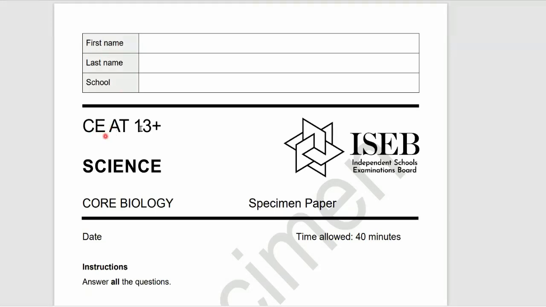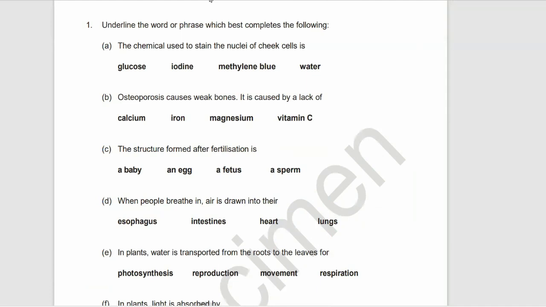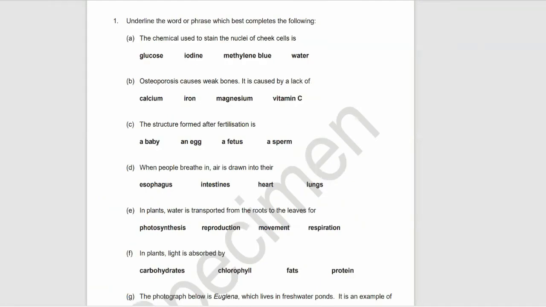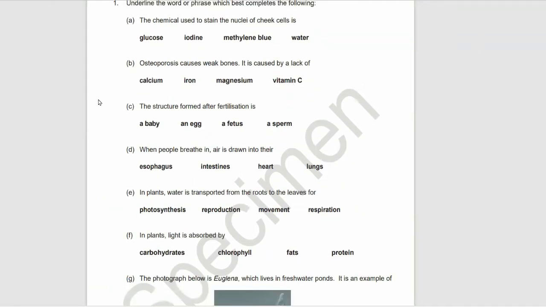Okay, we've got the C13 plus science core biology specimen paper, ISEB, Independent Schools Examination Board. Your time allowed is 40 minutes. So the first section in these ISEB science exams is the multiple choice questions. So we have number one, let's go.